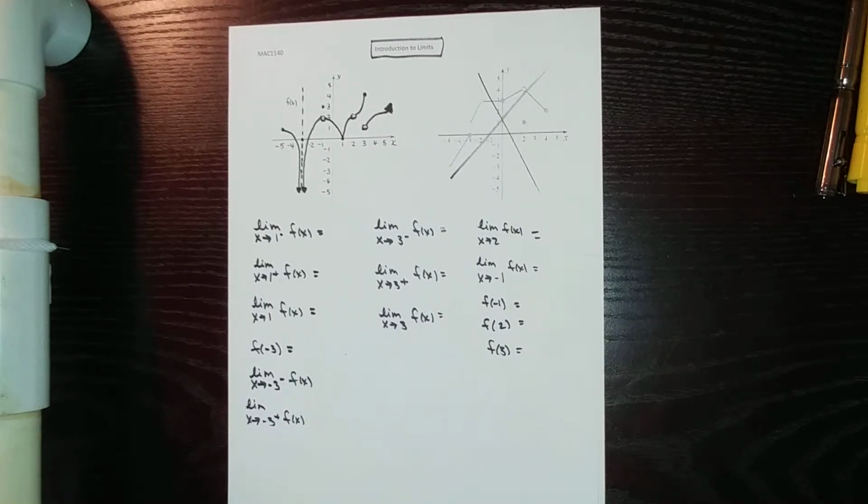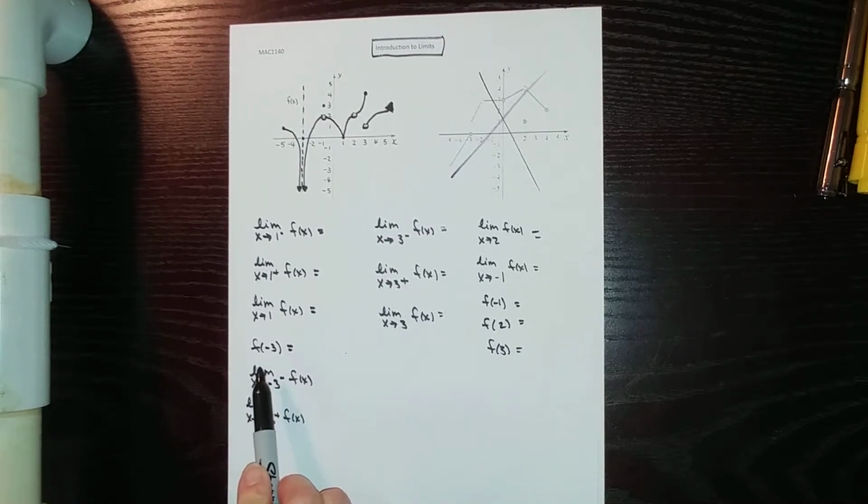So for instance, right here we have f of negative 3. That is, this is asking, f of negative 3 is the y value that you get when you plug in x is negative 3. This is what it's defined to be. This is what you have known before. This is not a limit. This is very different. So let's go ahead and answer these questions.